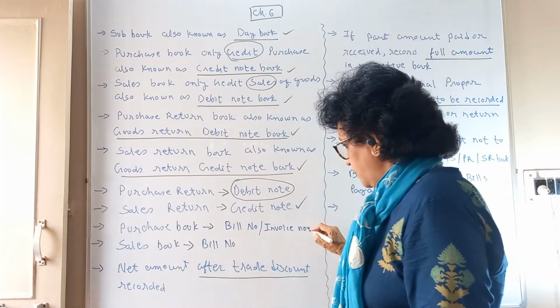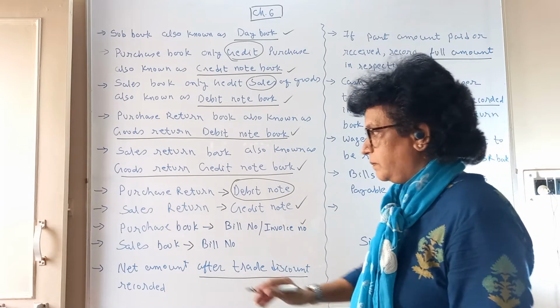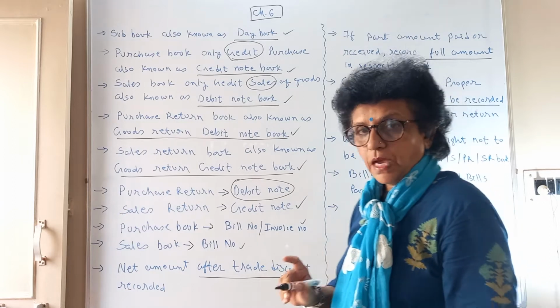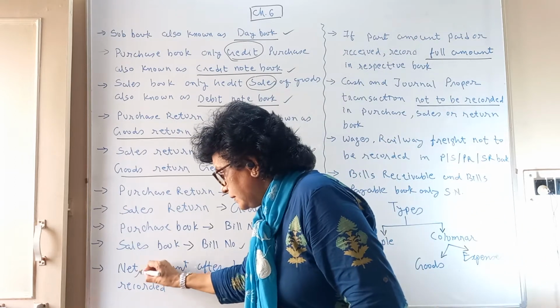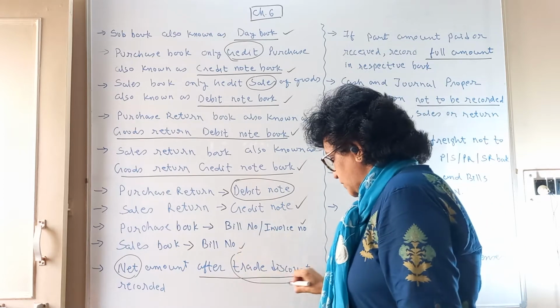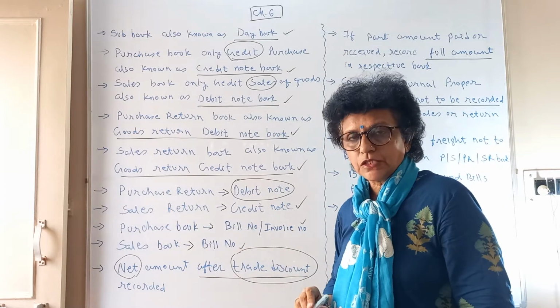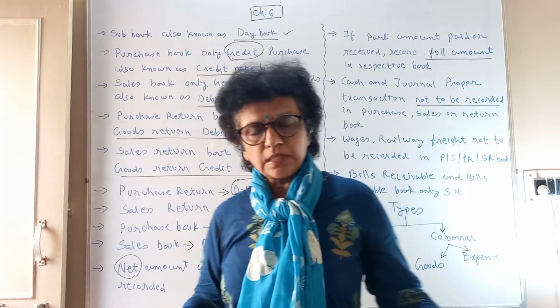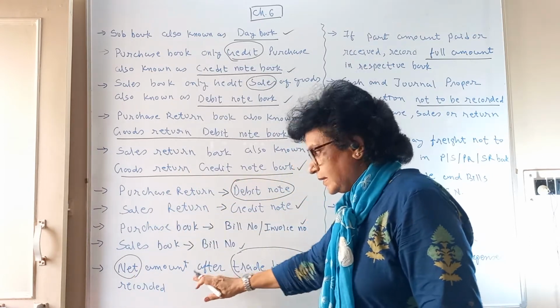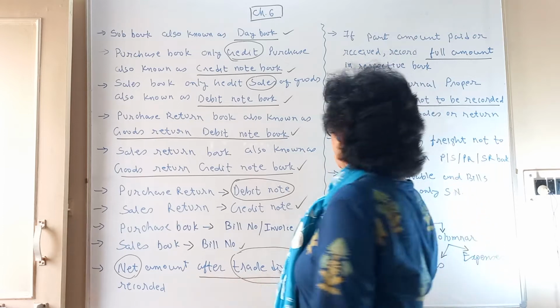In the purchase book, you have the bill number or invoice number. For the sales book, we are writing the bill number. Now make sure that the net amount is recorded after trade discount. See, this is going to be a credit transaction, so the question of cash discount doesn't arise. Only the trade discount is to be subtracted and then you record the transaction.